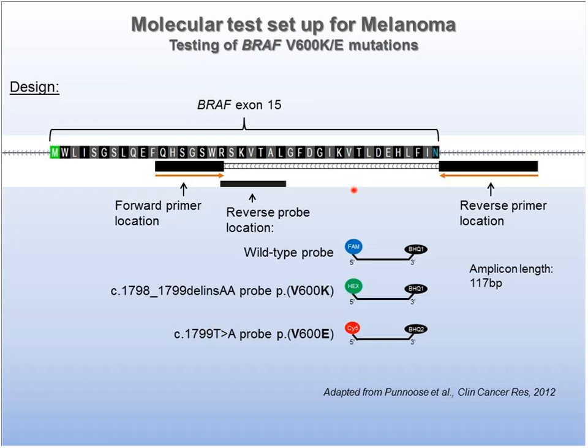This design uses 3 hydrolysis probes. The first is a wild-type probe labeled in blue. A second probe labeled in green targeting the V600K mutation, and the V600E mutation probe labeled in red.